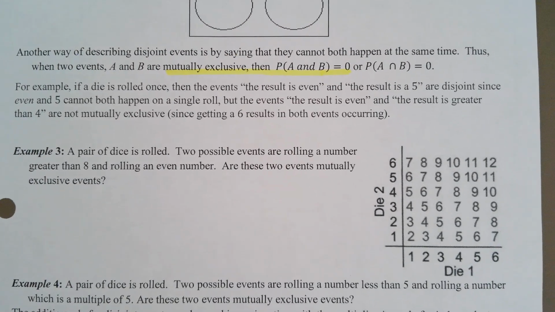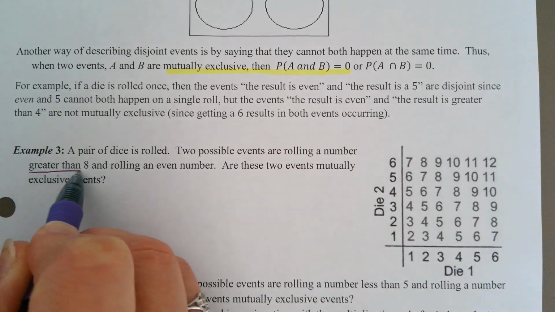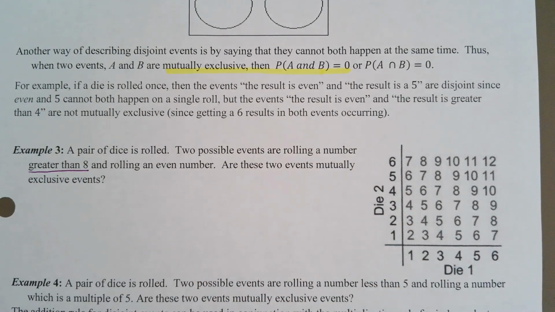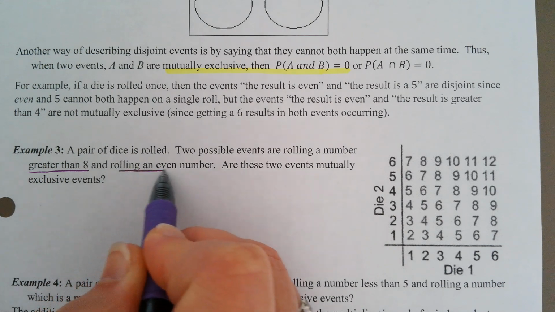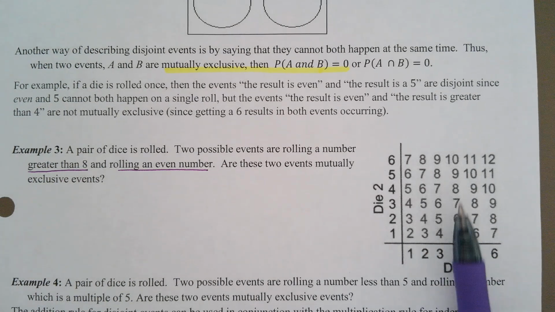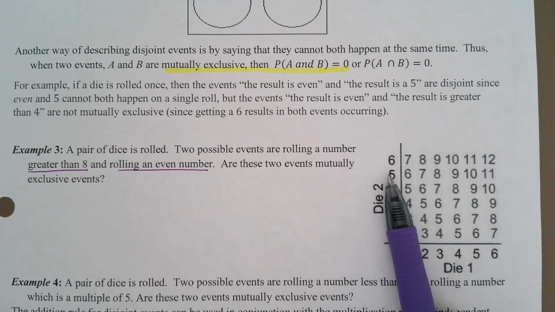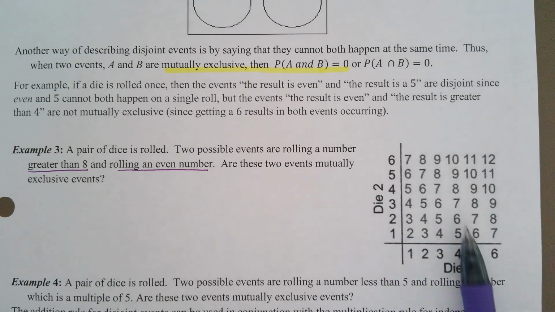Example 3, we have a pair of dice rolled. Two possible events are rolling a number greater than 8 and rolling an even number. Are these two events mutually exclusive? So we're looking at the sum, right? So here are all the possible outcomes. You could get a 5 on the one die and a 4 on the other, so the sum is 9.